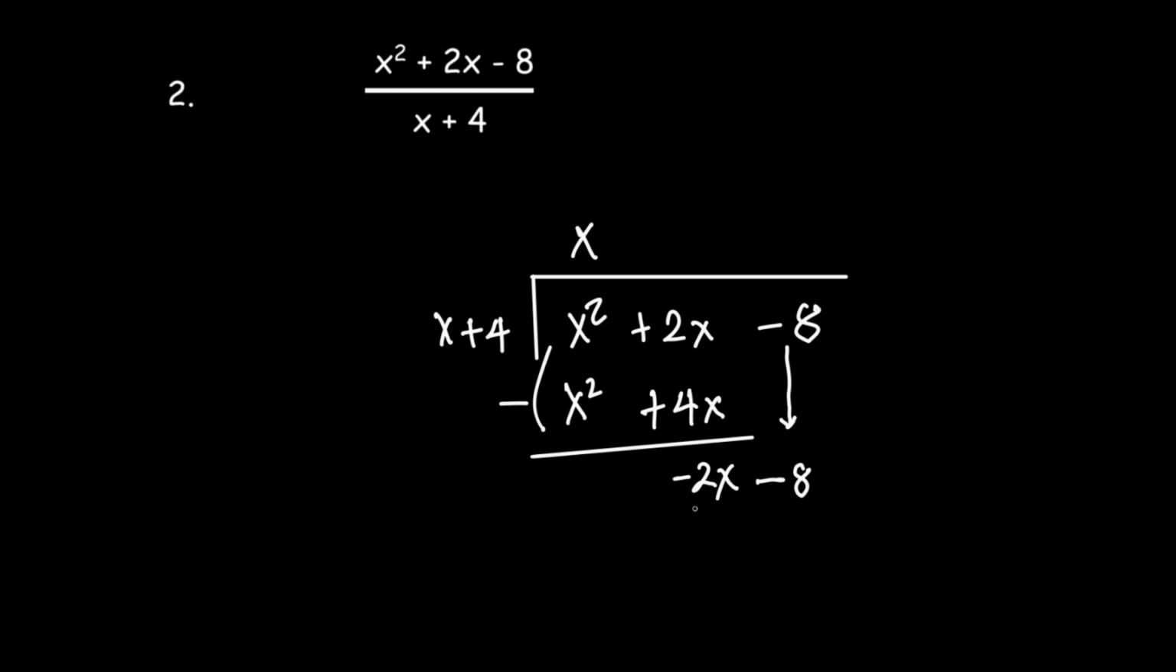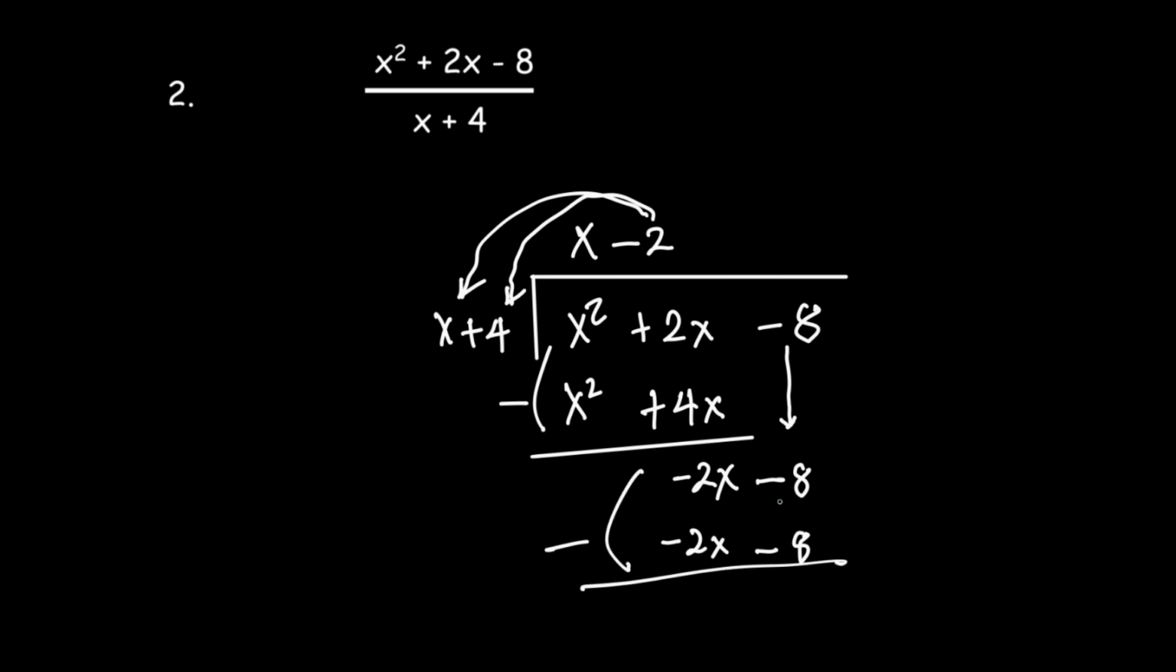Now, what is negative 2x divided by x? Well, this is going to be negative 2. Then we distribute again by multiplying. All right. So this is going to be negative 2 times x is giving us negative 2x. Then negative 2 times positive 4 is going to be negative 8. All right. Then we subtract.